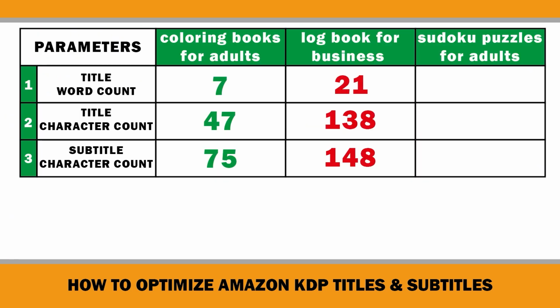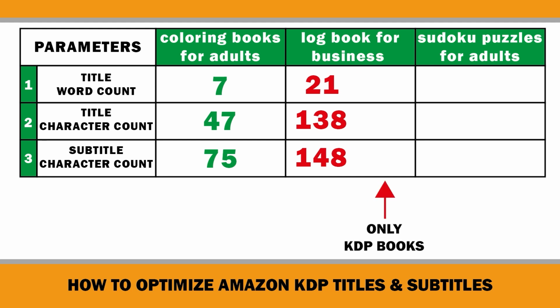However, if we exclude the FBA books and consider only the 9 KDP books for this search term, the average word count of the title was 5 words. The average character count of the title was 29 characters. The average character count of the subtitle was 148 characters. As you see, we see quite similar results with the first search term.